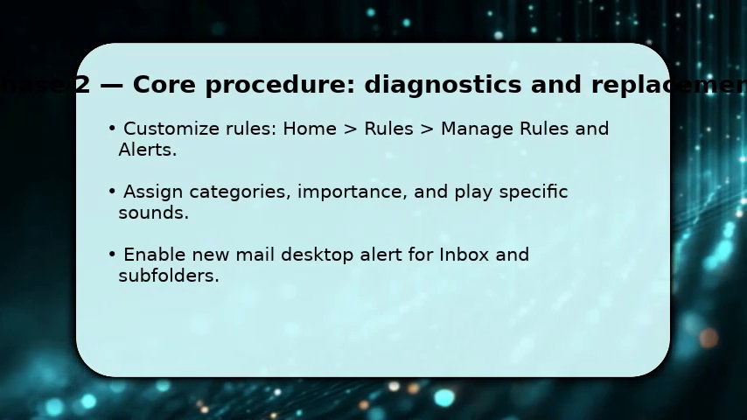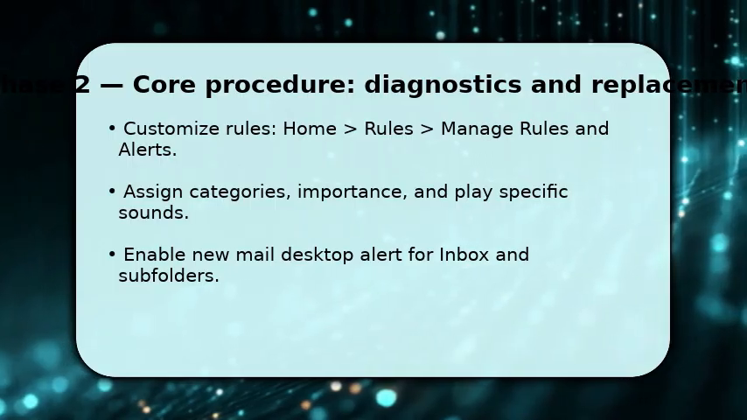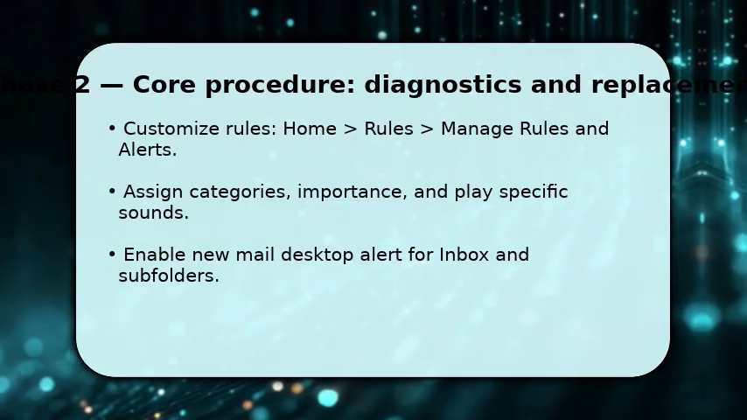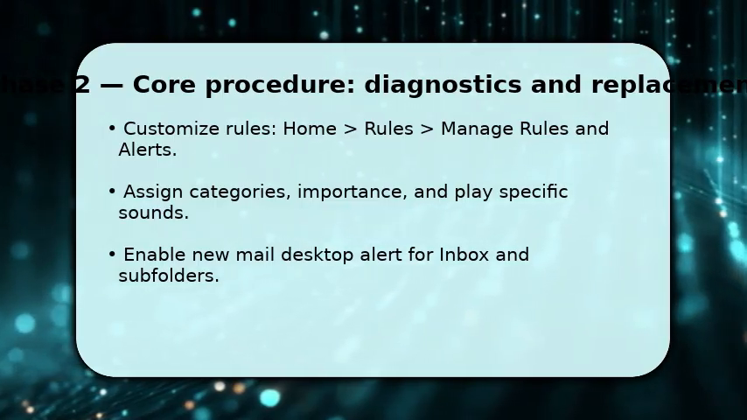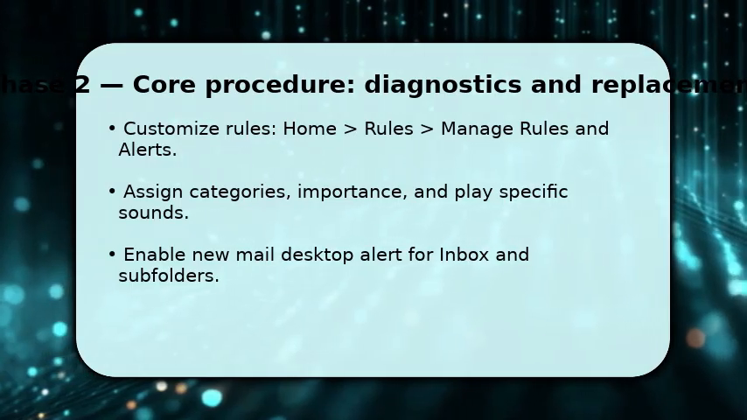Next, refine how messages trigger pop-ups by creating rules. Open Home, select Rules, then Manage Rules and Alerts. Create a rule for messages you care about and set it to display a desktop alert, assign a category, mark importance, and play a specific sound so you instantly recognize the type.